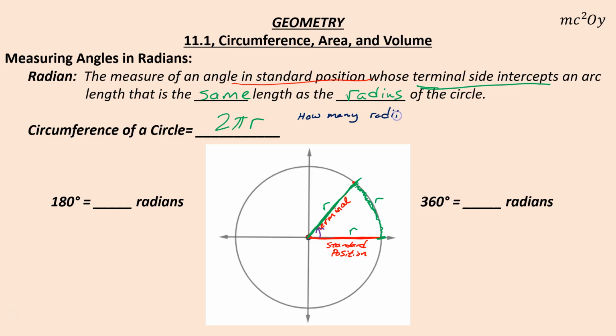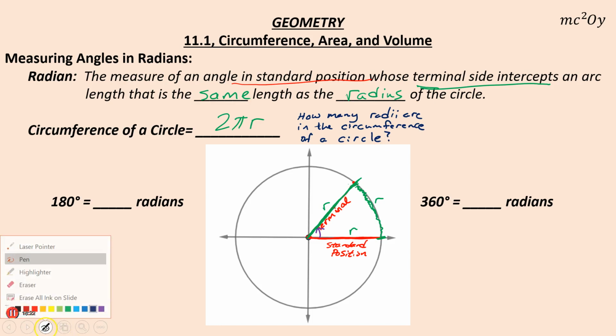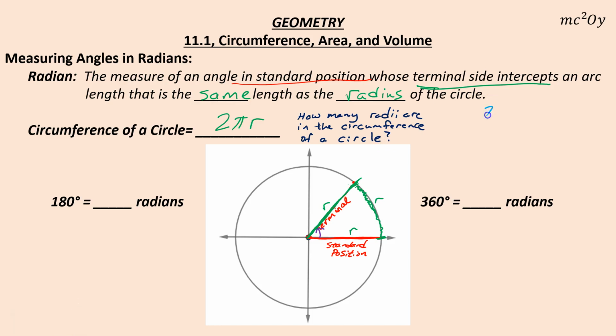So radii are plural for radius. Radii are in the circumference of a circle. So we mess around with that a bit, but hopefully you would take the circumference. You could pause it and try it here, but you take the circumference, and if you want to know how many radii fit into a circumference, hopefully you take that and divide it by r, if you want to know how many go into it.